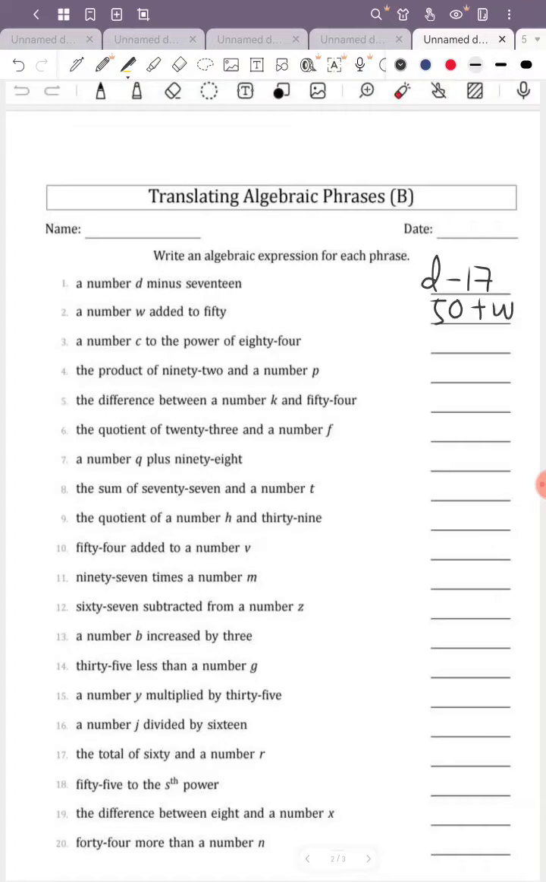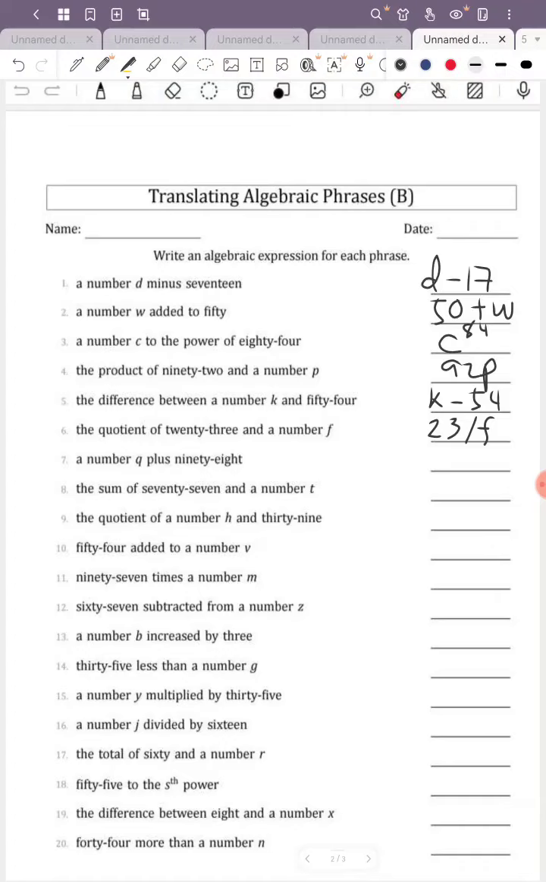A number c to the power of 84. So, c to the power of 84. The product of 92 and a number p. So 92 times p, 92p. The difference between a number k and 54. The difference between k and 54. The quotient of 23 and number f. So 23 divided by f.